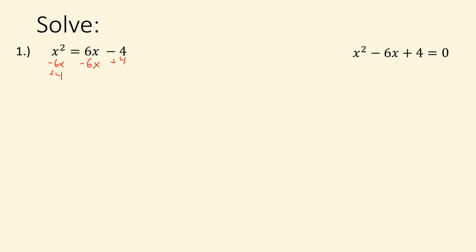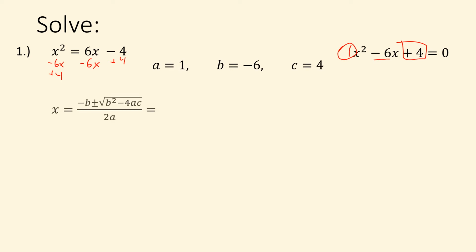Now from here, we can get the a, the b, and the c. The a is 1, b is negative 6, c is positive 4. And we're just going to plug that into the quadratic formula. Remember, it's the opposite of b, so negative negative 6, b squared minus 4ac over 2a. When you do this, I would say do the inside of the radical first, and just be aware of what you're plugging into your calculator.